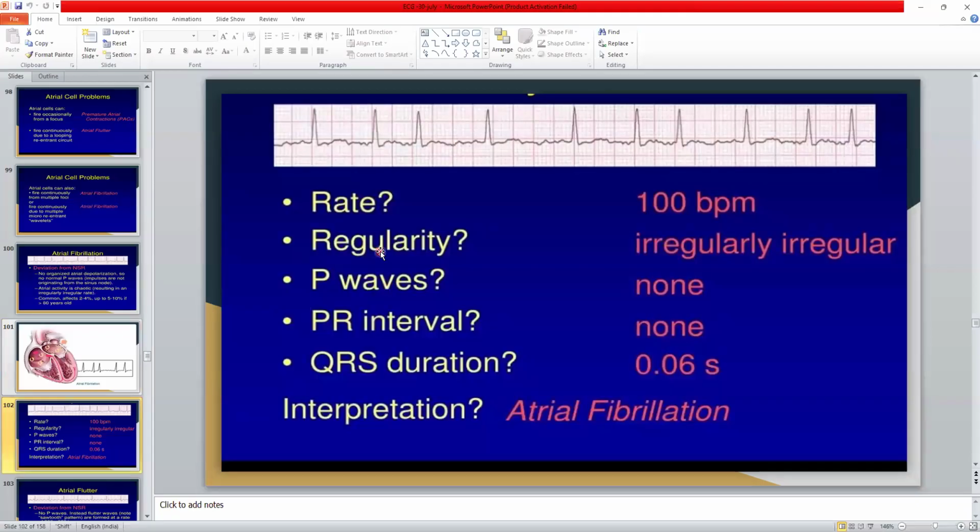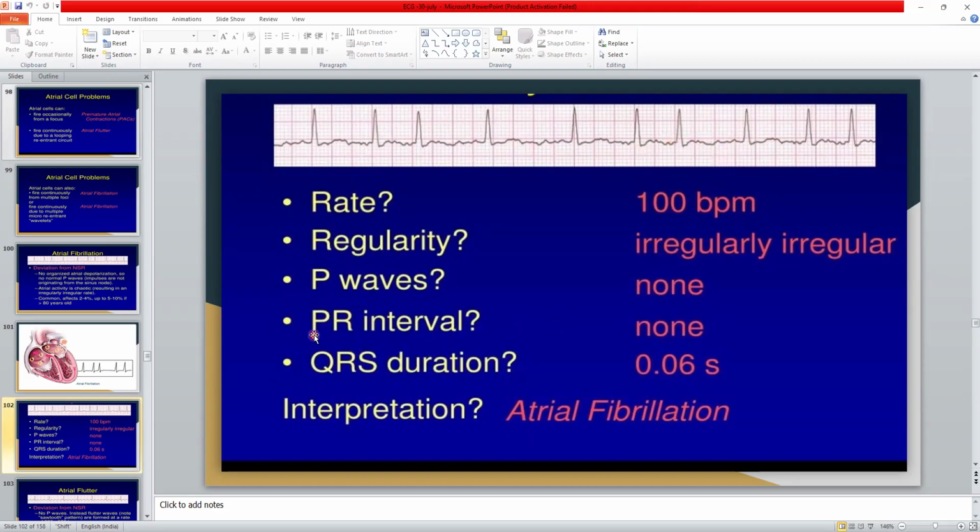So, in this ECG, the rate is approximately 100 beats per minute. Is it regular? No, it is irregular. Look for the RR interval between this and this. From here to here is the RR interval. This is different from this. So, the rhythm is irregular. Are there any P waves? No, there are no P waves. One or two places you can see a P wave. But here, there are no P waves.